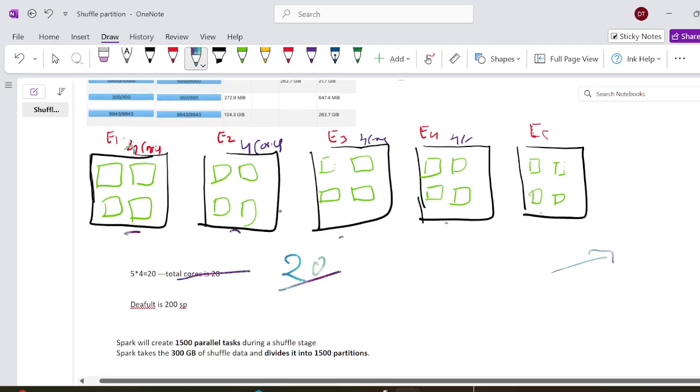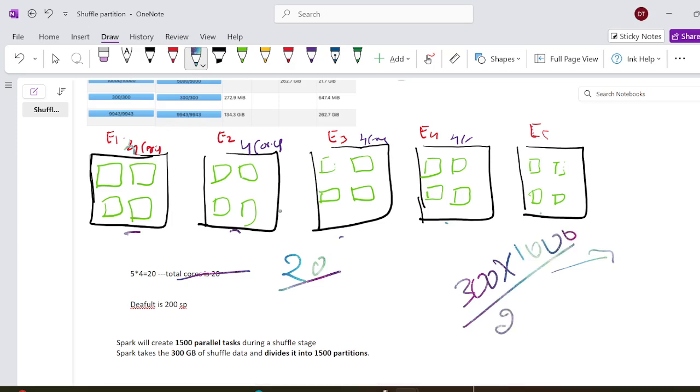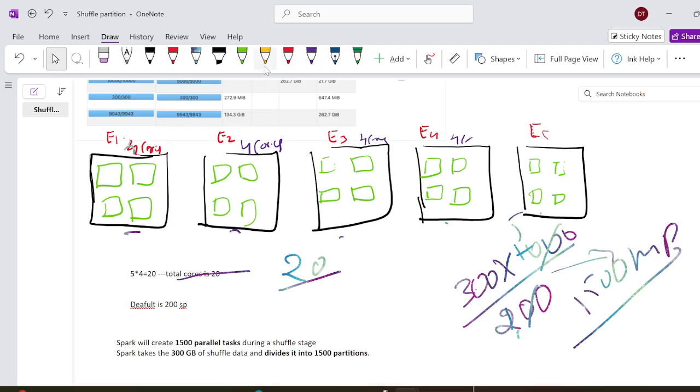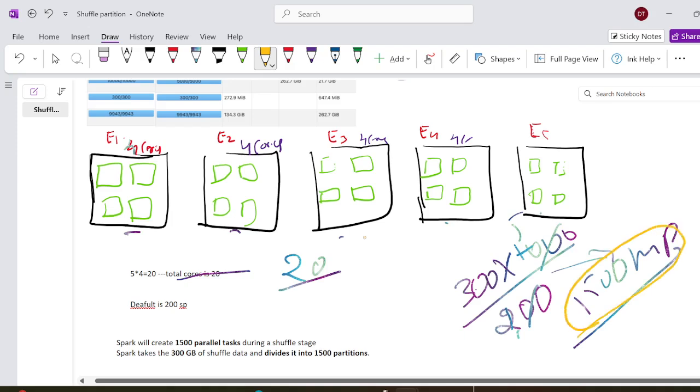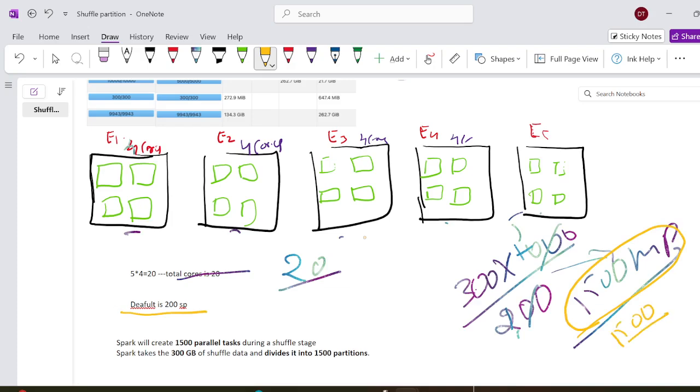How can we know? Shuffle read is 300 GB. Our default is 200 MB per partition, right? So 300 GB divided by 200 MB is about 1500. Based on this calculation, we need to give 1500 as the shuffle partition instead of 200.